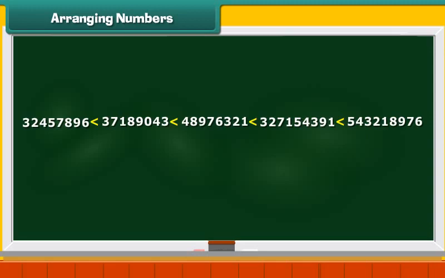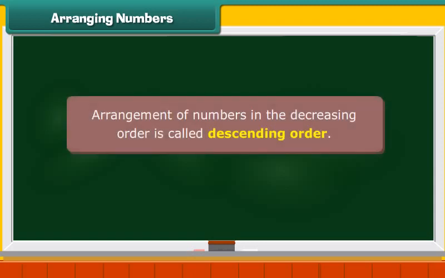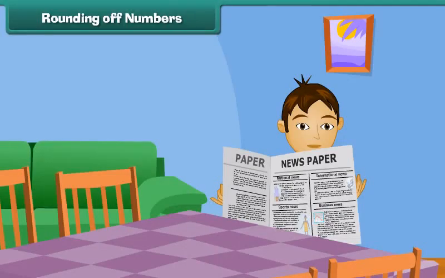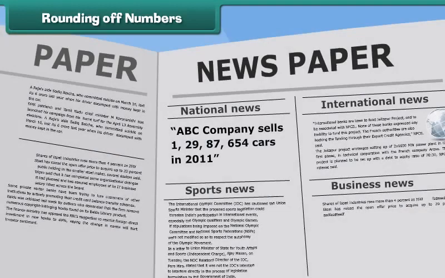Arrangement of numbers in the decreasing order is called descending order. Ratan comes across the following headlines in a newspaper. ABC company sells 1,29,87,654 cars in 2011. Ratan wonders if the figure can be simplified and made easy to read. Yes, we can make the figure easy to read by rounding it off. Let us see how.